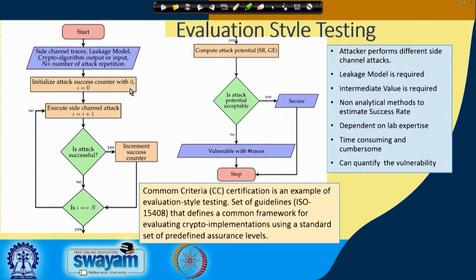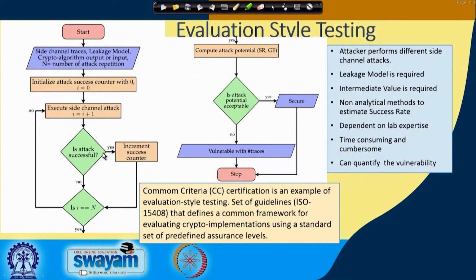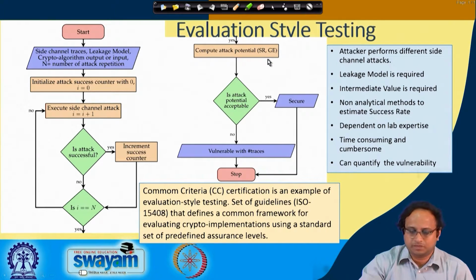You will be continuing with your attack, and if your attack is not successful, then you essentially try the attack again. So, basically you try repeatedly to do the attacks, and you increment a success counter if your attack works correctly. Finally, based upon the number of times, say if you are trying an attack 5,000 times, and you are able to succeed say 4,000 times, then from this statistic you try to estimate the success rate and also the guessing entropy, as we have seen.